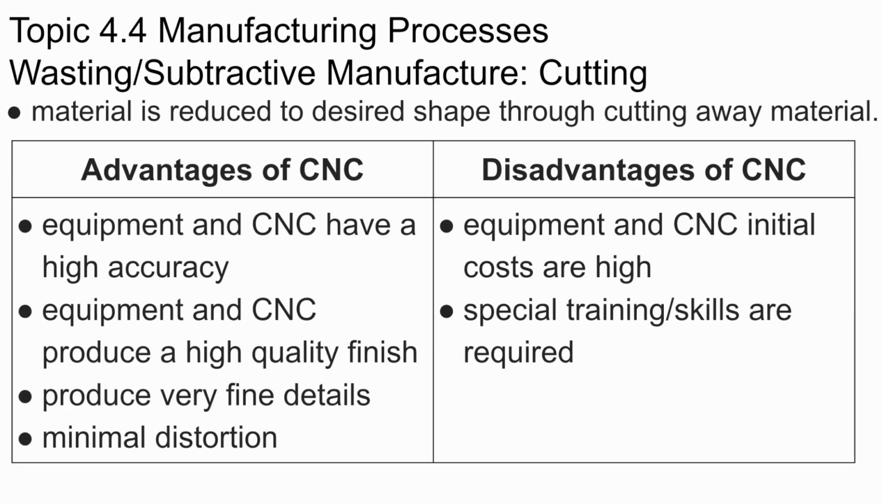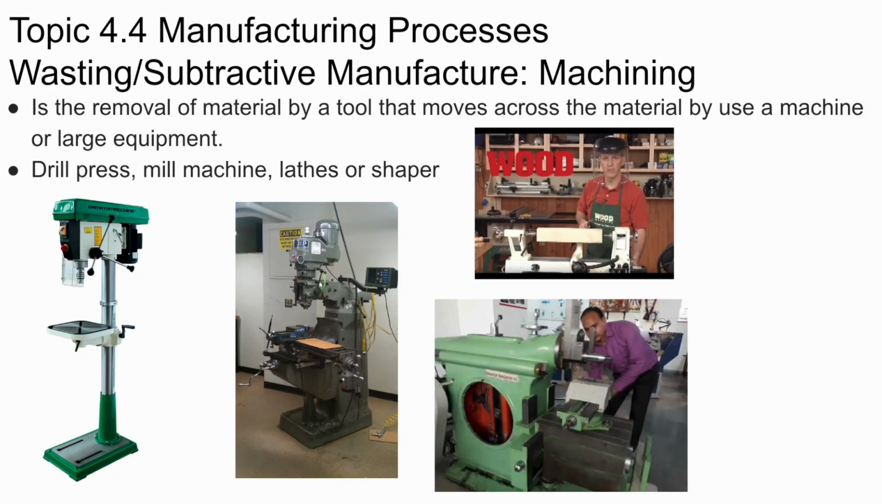There are some advantages to using CNC routing. The equipment in CNC has high accuracy. Equipment in CNC produces a high quality finish. They produce very fine details. There's minimal distortion, but they have quite a high setup cost. So they can be quite expensive and it requires some special training and skills. Another type of wasting or subtractive manufacturing is machining.